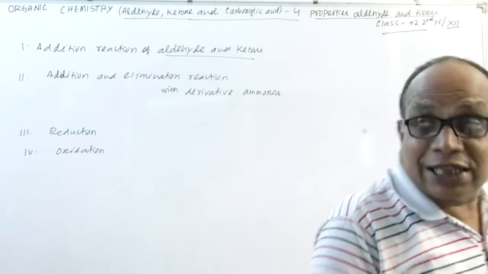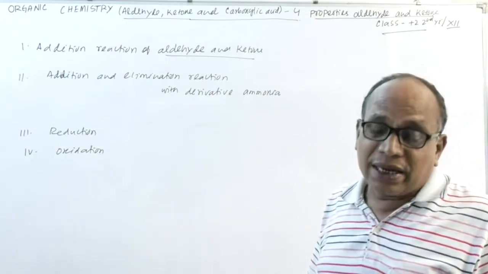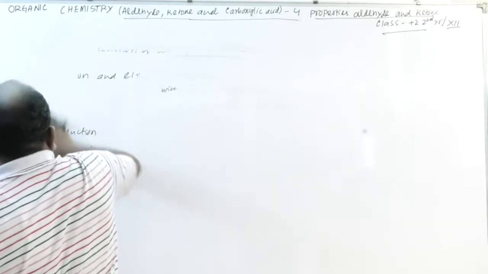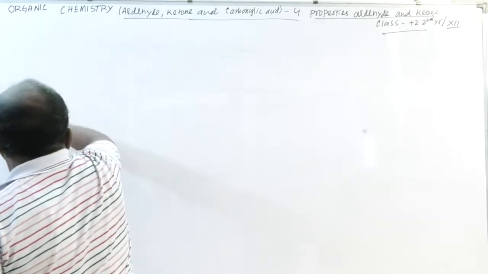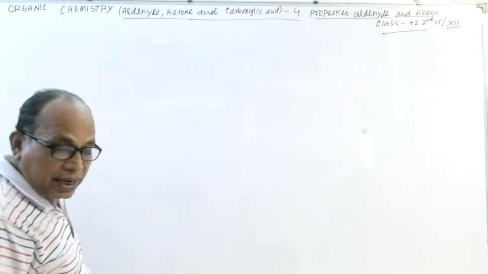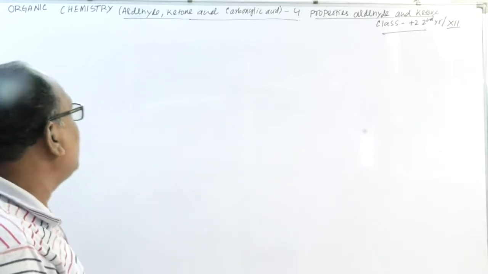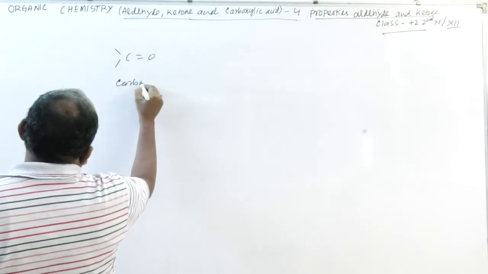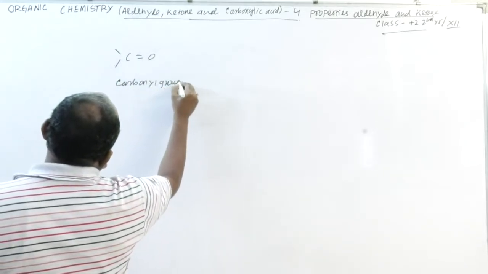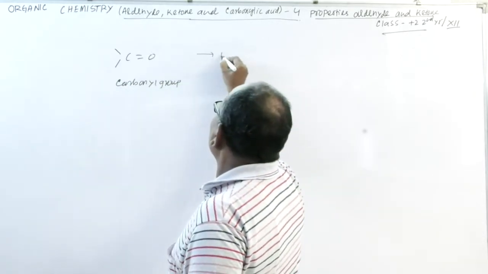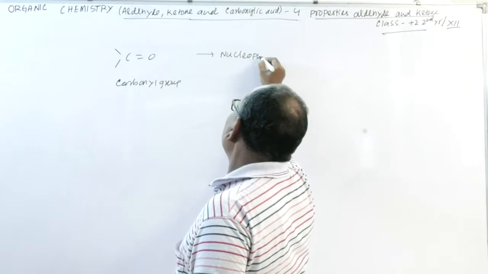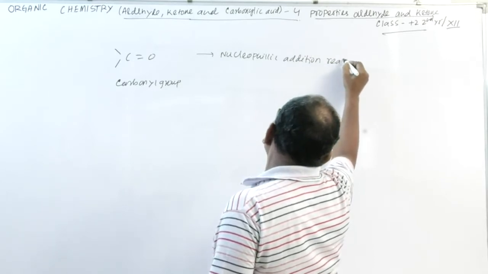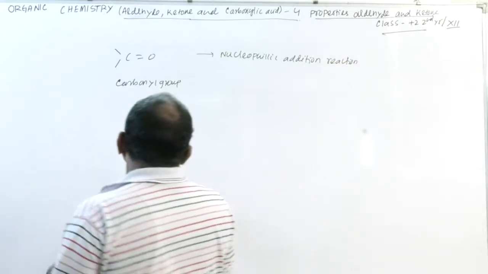So, first we'll discuss the addition reaction of aldehyde and ketone. That means the addition reaction of aldehyde and ketone is due to the carbonyl group present in the aldehyde and ketone. You know, this is your carbonyl group, and it undergoes the nucleophilic addition reaction.